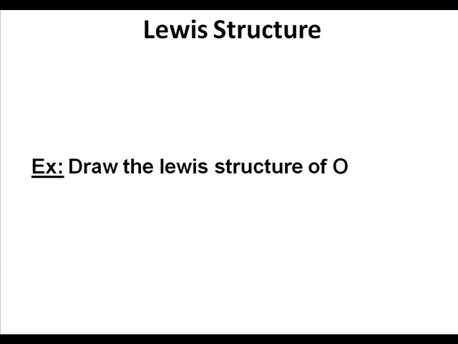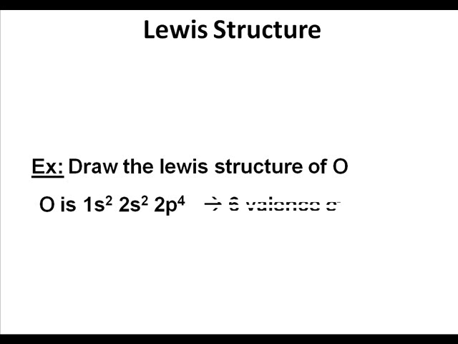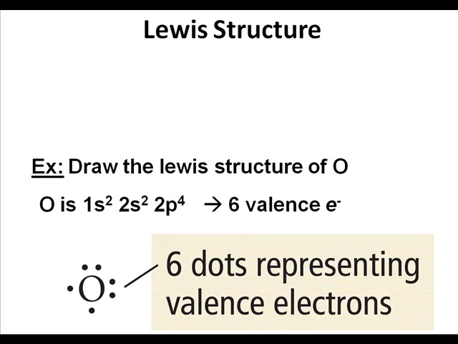Now, let's take a look at how to draw the Lewis structure of oxygen. Oxygen has 2 electrons in the first shell, which is the 1s2. And then in the second shell, you have 2 electrons in the s and 4 in the p. So the total number of valence electrons is 6: 2s and 4p.